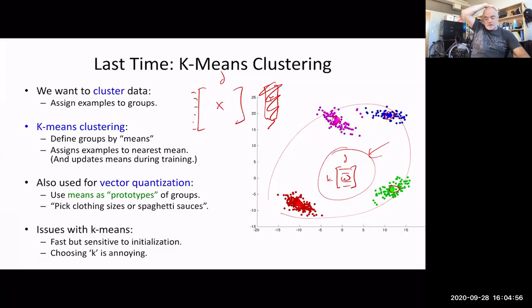Okay. There are some issues with k-means. It's fast, but really sensitive to the initialization. So depending on which points you choose as the initializing points, you're going to get a different clustering outcome for sure. And how to choose k is annoying. There really isn't a good right answer, and so on and so forth.